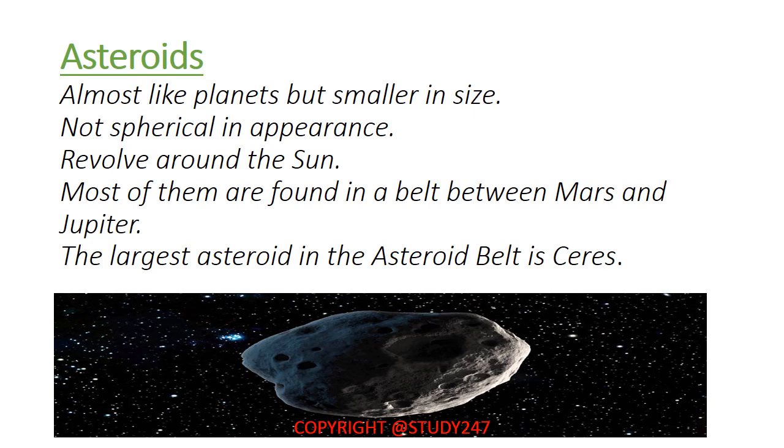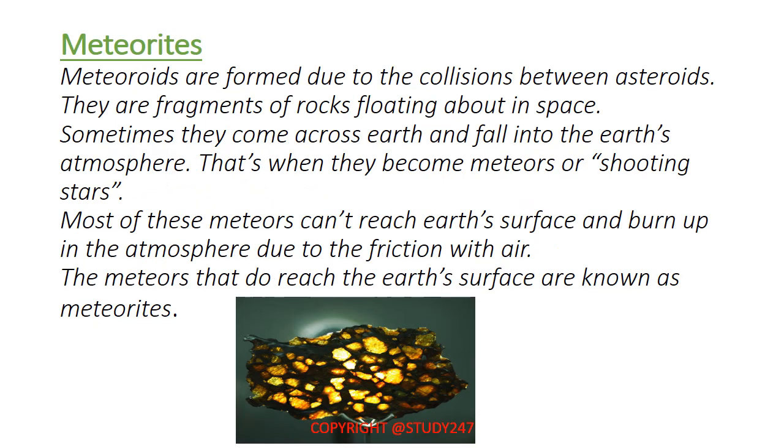Okay, let's look. An asteroid is almost like a planet but smaller in size, not spherical in appearance, and revolves around the Sun. Most of them are found in a belt between Mars and Jupiter. The largest asteroid in the asteroid belt is Ceres.